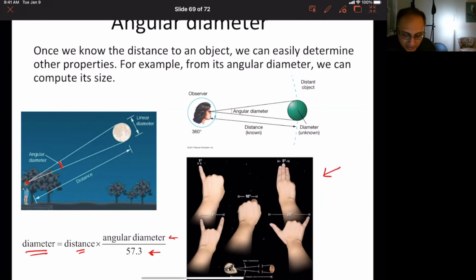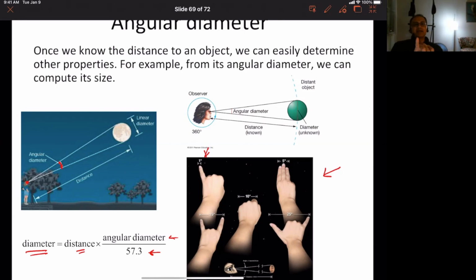If you hold out your pinky at arm's length, your pinky makes an angular diameter of 1 degree. That makes sense. So if you are ever looking at the full moon and you want to figure out its angular diameter, all you have to do is hold out your pinky at arm's length and see if it covers up the moon. If it blocks the moon, that means it has the same angular diameter as the moon. So that would mean that the moon that day has an angular diameter of 1 degree.